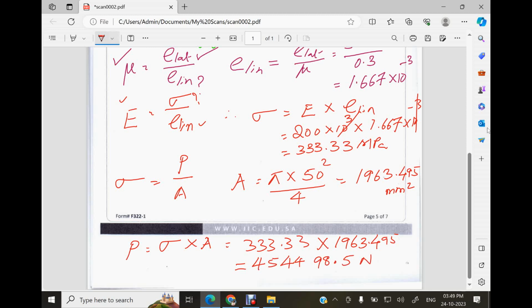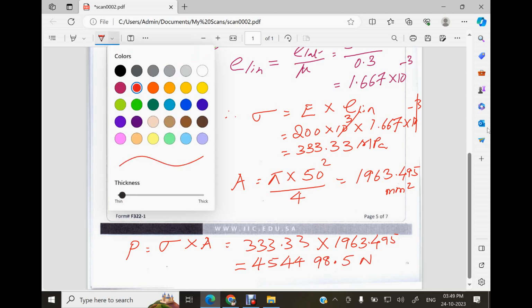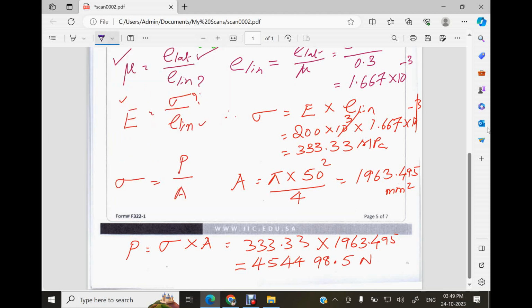If you change it to kilonewton, it becomes how much? P can be written as 454.5 kilonewton. See, this is the value of P. This is what he has asked.